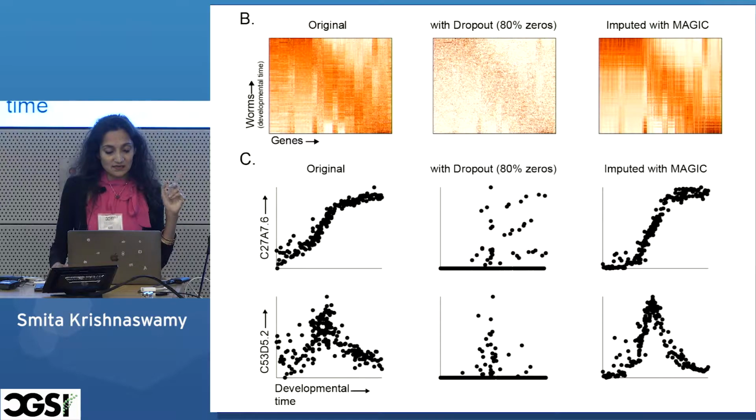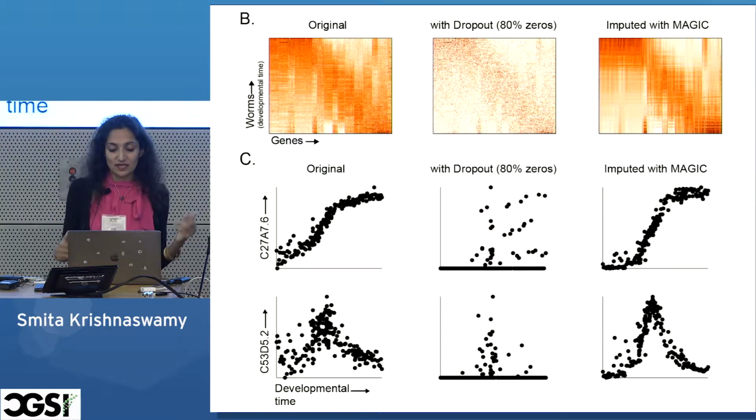Computationally, we took a data set that doesn't have much dropout because it's actually bulk RNA-seq of very small worm embryos. They have natural manifold structure. We randomly dropped out 80% of the signal, and then we imputed it back with MAGIC, and we can see the relationships are restored. Sometimes they're even cleaned up. And we report statistics on this in the paper.